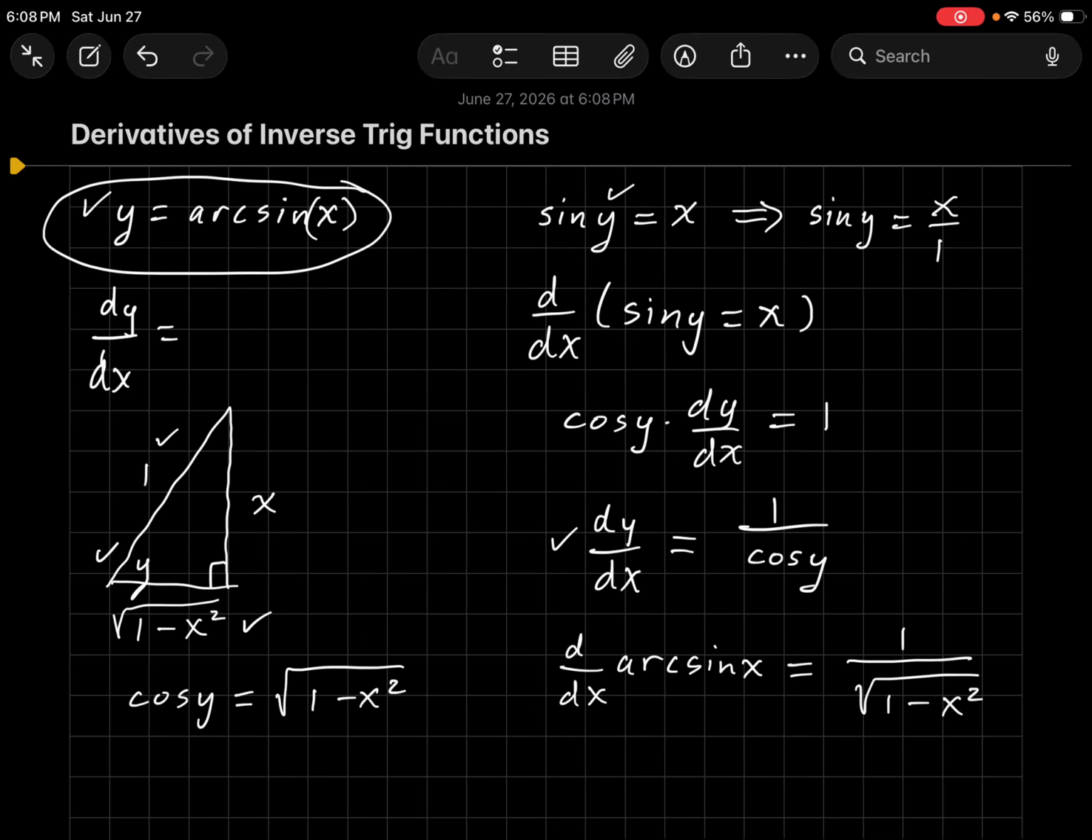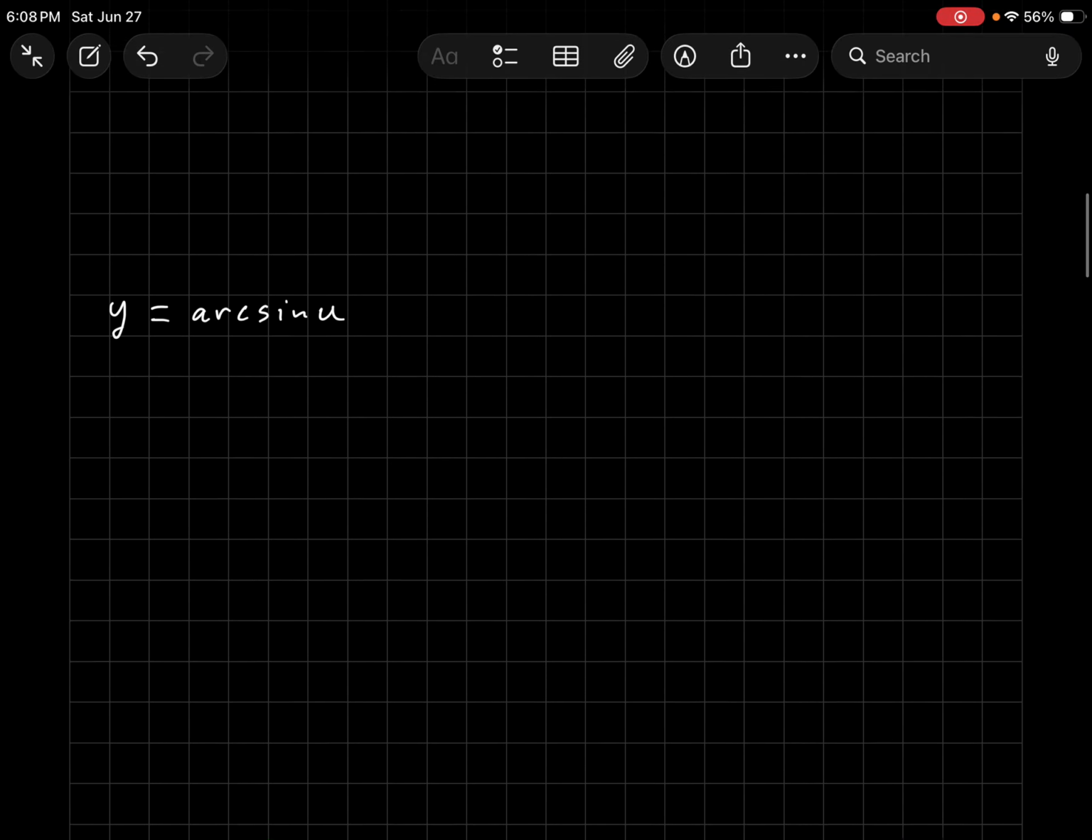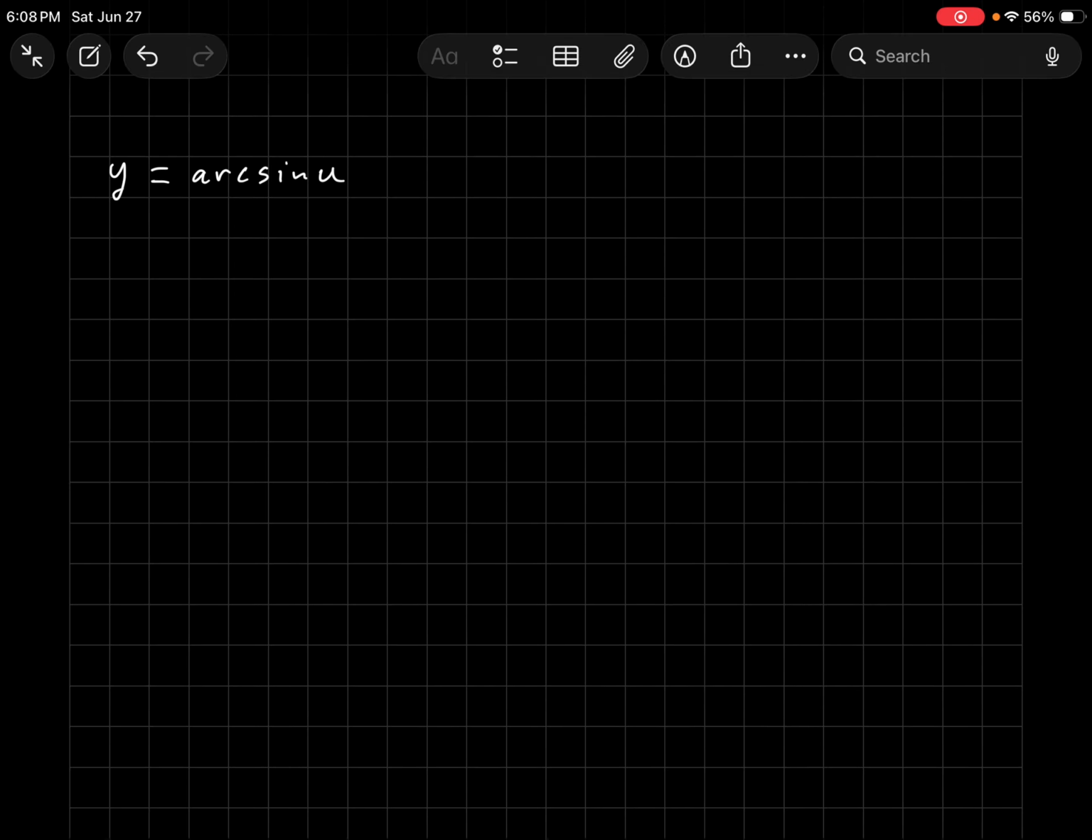We're going to do this again, but slightly more general. What if we want to find the derivative with respect to x of the arcsine of u, where u is probably some other function of x, but regardless, the variable u will not match with our derivative. We're going to start the same way. We're going to take the sine of both sides. We're going to get the sine of y equals the sine of the arcsine, which cancel, equals u, or u over 1.